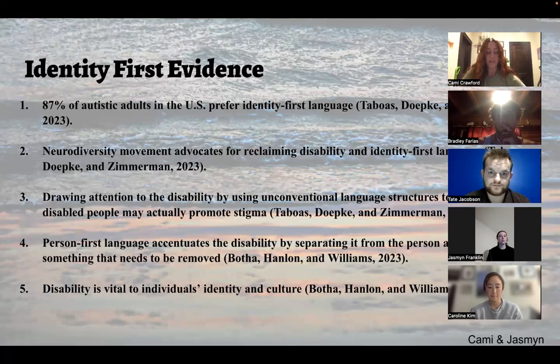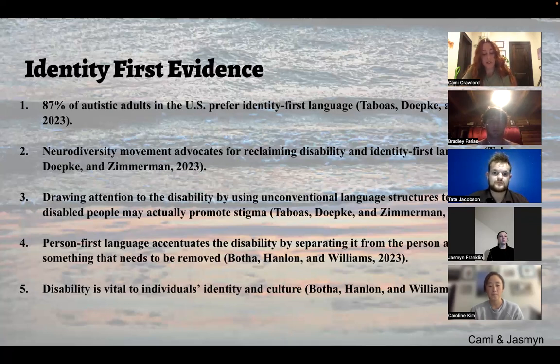Secondly, the neurodiversity movement, which was created by autistic people themselves, advocates for reclaiming disability, including the use of identity-first language when referring to autistic people. As we will emphasize later, autistic is not a bad word. It is simply an important part of how these individuals experience the world.